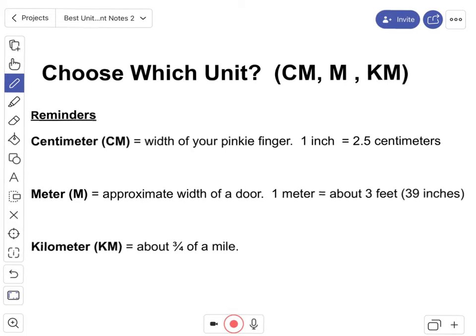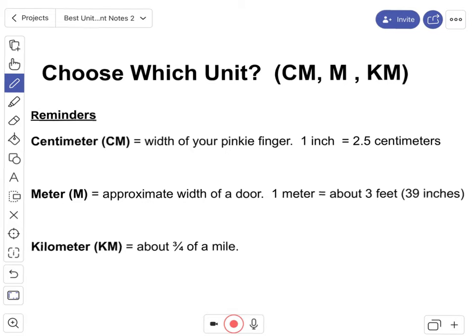Okay, so we're going to focus on the base unit of meters. And meters are used when we're trying to find the length of an object or the width of an object or the height of it or even the distance between two places. Now the options we get to use are centimeters, meters, or kilometers. So when do I use which one?